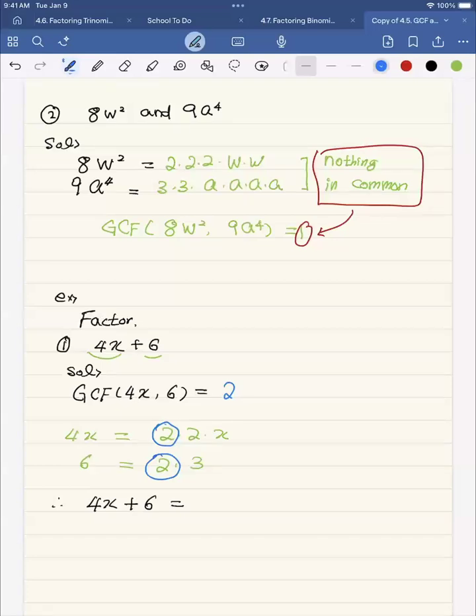So we can take out 2 here, and this one was written as 2 times 2x, so we will write 2x here, and 6 was 2 times 3, 2 is taken out, so we have to write 3 here, but 6 is added, so we add 3 there.